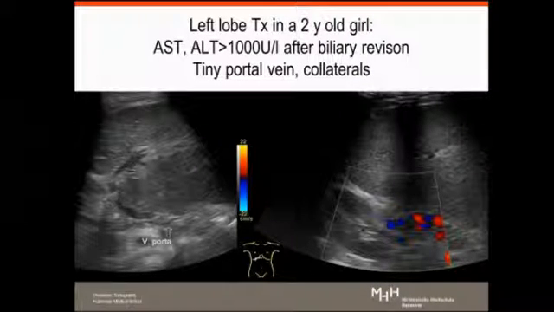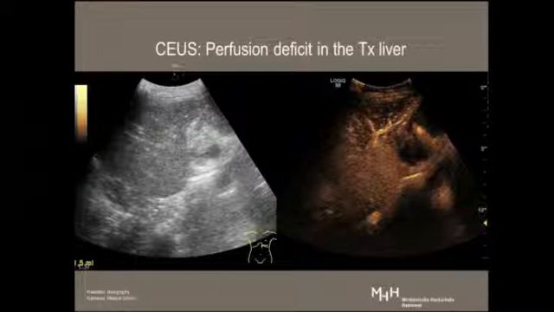Another child, 2 years old, had a biliary revision, and after this very high liver enzymes, and also we knew already before she really had only a tiny portal vein, and this is the artery. So normally it's the other way around. The artery is small and the portal vein is much bigger, and she developed also collaterals at the region of the pancreatic head.